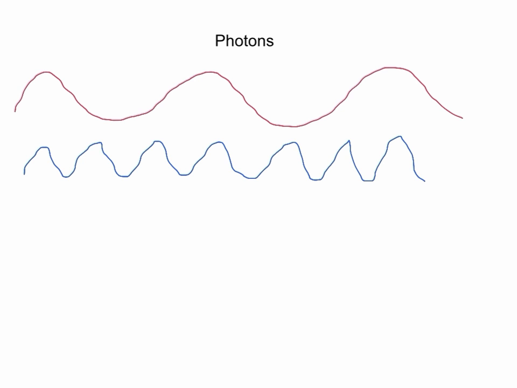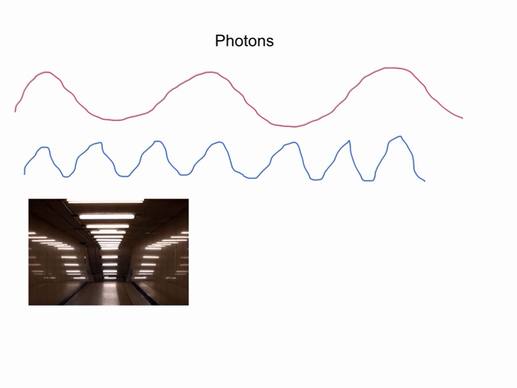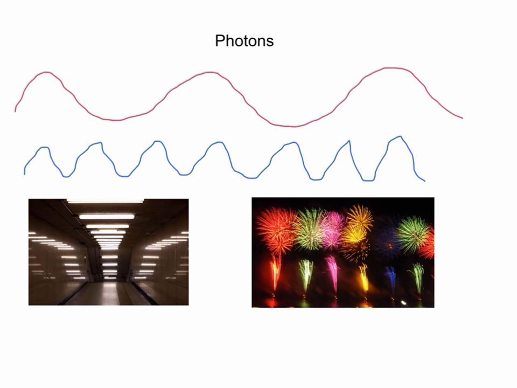But it turns out that talking about light and radiation, electromagnetic radiation, as waves is not enough to explain many things. For example, how do fluorescent lights work? Or, how do you make fireworks have different colors? And the answer to these questions involves looking at light in a very different way.